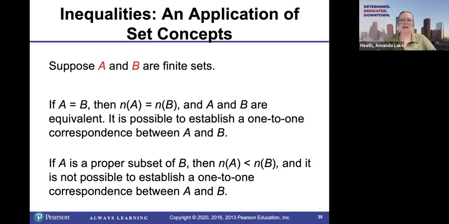So this could be like the set 1, 2, 3 and the set 1, 2, 3, 4, right? 4 is in B, but not in A. And so A has 3 elements, B has 4 elements. It's not possible to establish a one-to-one correspondence between A and B if their cardinalities are different from one another.